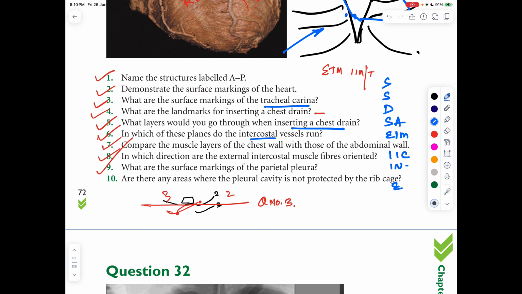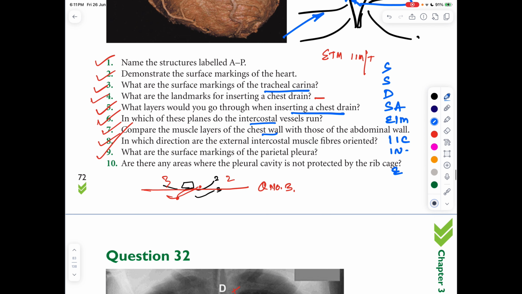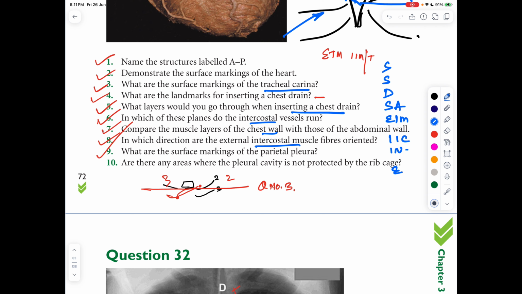Compare the muscle layers of the chest wall. The muscle layer of the chest wall is divided into three layers: outermost external, internal and innermost intercostal. In which direction do the external intercostal fibers run? Downward, just like putting hands in pockets. External fibers. What is the surface marking of the parietal pleura?